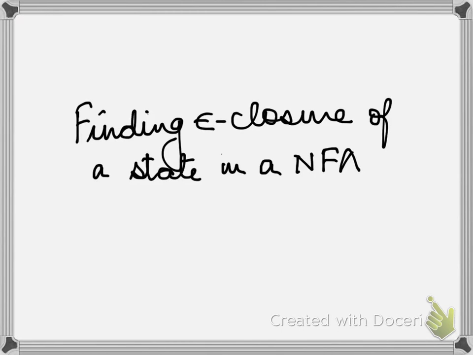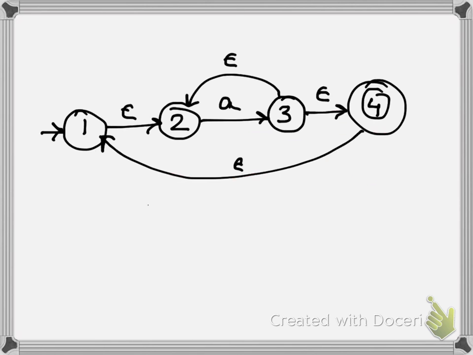Hello everyone. In this lecture we are going to see how to find the epsilon closure of an NFA. The epsilon closure consists of the states that are reachable from a state through a series of 0 or more epsilon transitions. If we start with a state, say 1, then the epsilon closure would be the set of all states that can be reached from state 1 following a series of 0 or more epsilon transitions. Let us see this with the help of an example.